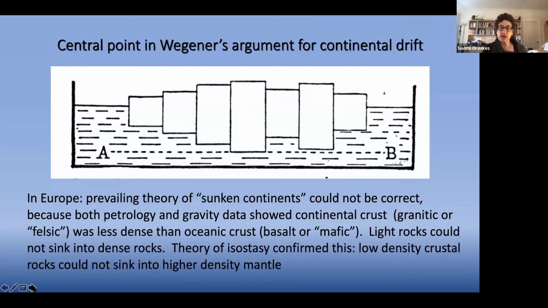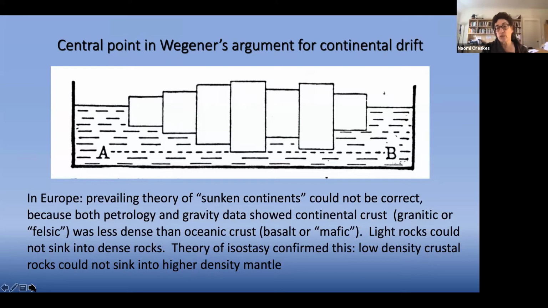But the isostatic argument proved that that couldn't be correct, because both petrology and the gravity data showed that the continental crust was mostly granitic and the ocean was mostly basalt. And there was no way that the light granitic rocks could sink into the dense basaltic rocks. So the theory of isostasy, which was more or less accepted around this time, simply told us that the sunken continents idea could not be correct. And this was a major part of Wegener's argument to say, so if it's not sunken continents, it has to be something else. And that something else is drifting continents.